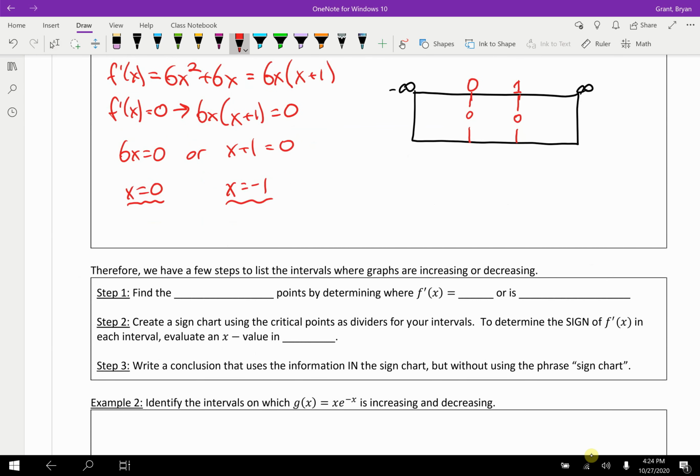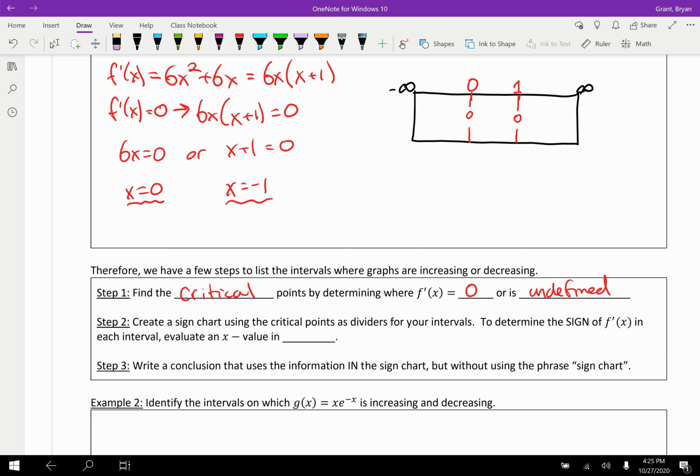There are a few steps to list the intervals where graphs are increasing or decreasing. First, we find the critical points, and that's what I did in red up there, by determining where f prime of x equals 0 or is undefined, DNE. Nice. Step 2, create a sign chart using the critical points as dividers for your intervals. Oh, we did that. That's very exciting.